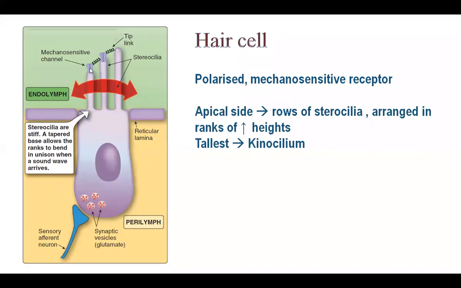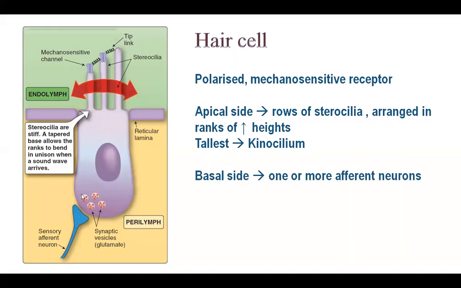Now on the apical section, this is the apical section and this is the base. At the apical section you have rows of stereocilia, which are also known as hair bundles. They are arranged in ranks of increasing heights, meaning this is the largest or tallest one, which is known as the kinocilium, and these are all of lesser height.